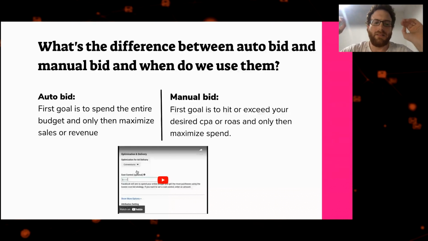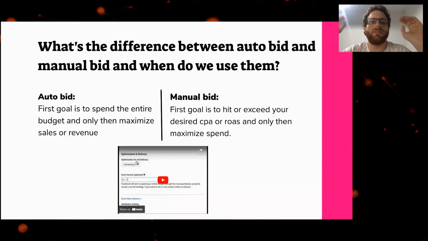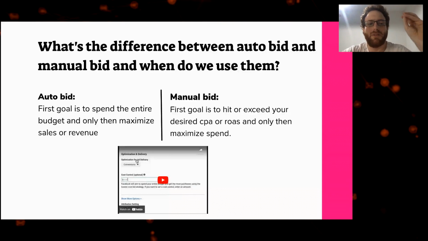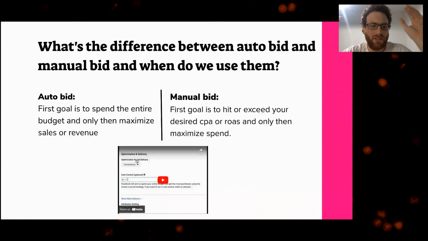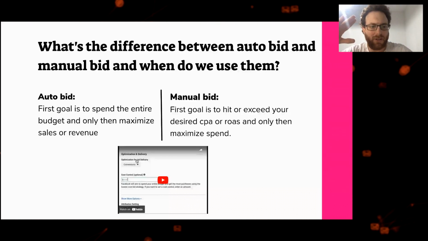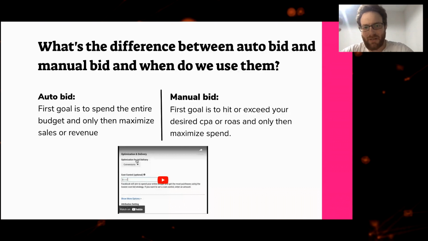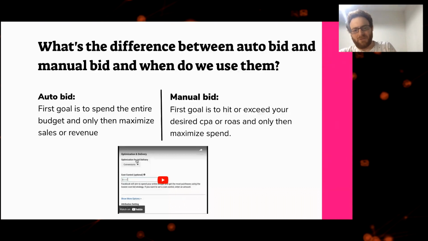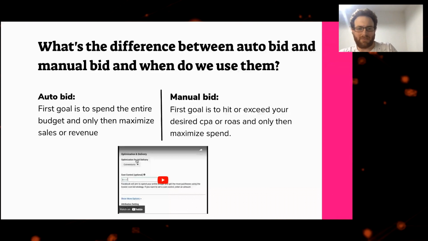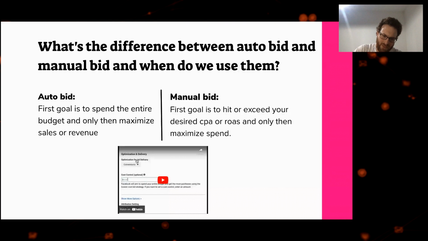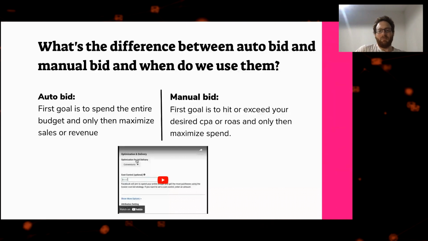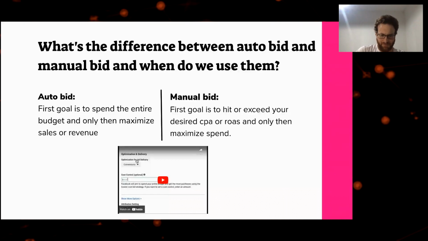Another really important thing to notice is that with auto bids, the first goal we give to Facebook is to first spend our entire budget and only then to maximize our sales or revenue. With manual bid, the first goal is to hit or exceed our desired CPA or ROAS, whatever we set, and only then to maximize spend. So for this reason, manual bids are inherently more effective spend-wise compared to auto bids.